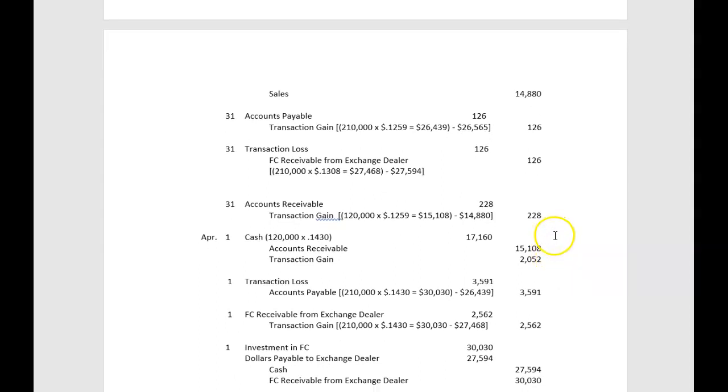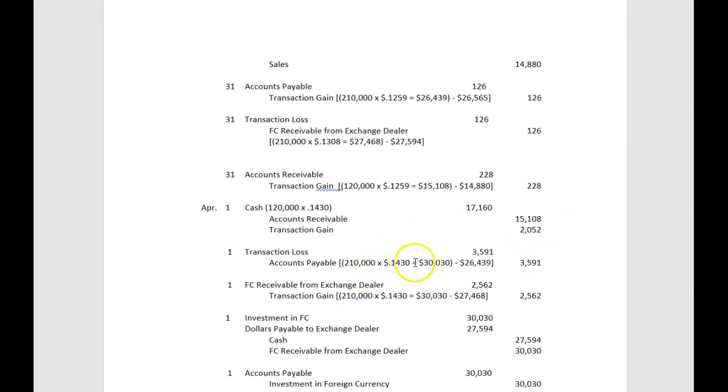But you can imagine if we're making out on the receivable side, if we had not done any hedging, we would have had the opposite impact when we were purchasing and we're on the payable side. And that's what you see next. So the dollars we would have had to pay to satisfy the 210,000 Hong Kong dollars would be measured at 0.1430 as of April 1st. So that's $30,030. If you go back and look at the balance in the payables, it was only 26,439. So the payable increases, and that's a transaction loss.